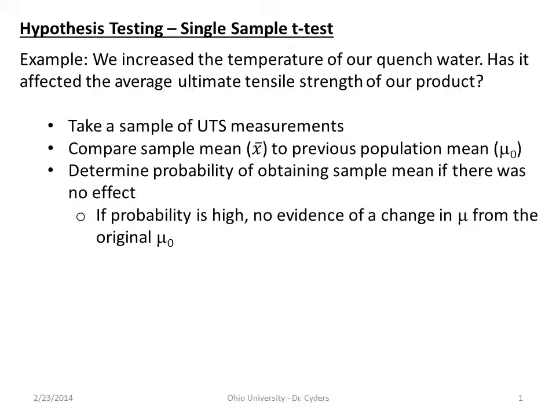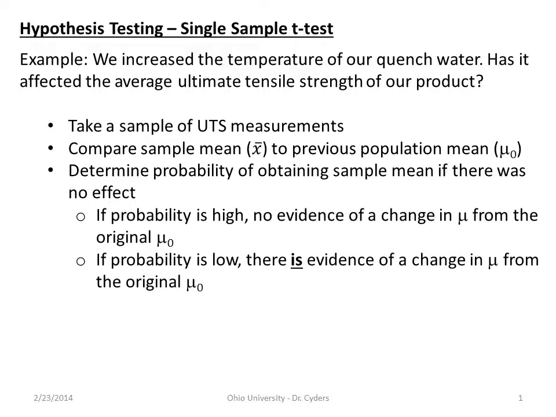If that probability is very high, then we don't have any evidence of a change in the new mean from the original mean. In other words, we can't show that there's a difference between the two because it's pretty highly probable that we would have obtained that result if there wasn't any change. If the probability is low, however, then there is evidence of a change in the new mean from the original population mean.